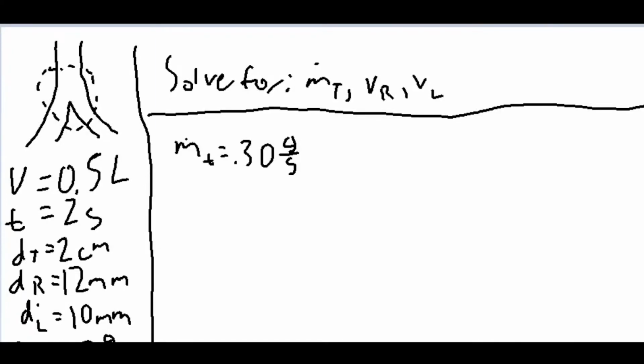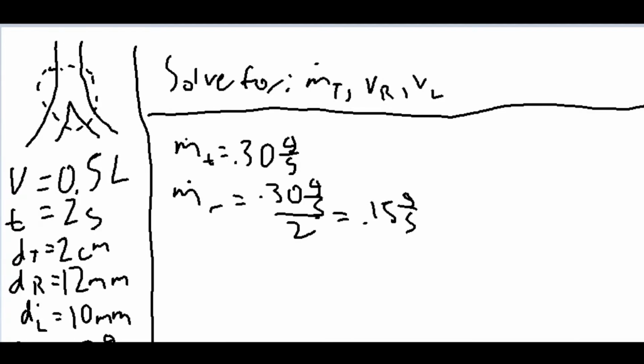Alright, so the next step is to find the velocity of the air in the right bronchus, and in order to do that, we're going to have to find the mass flow rate of the air in the right bronchus. And since the mass flow rate in the two bronchi are equal, we can just do 0.30 grams per second over 2 is equal to 0.15 grams per second.